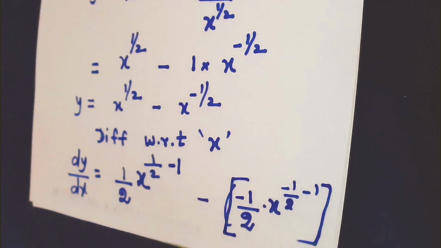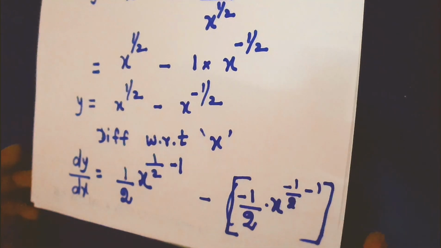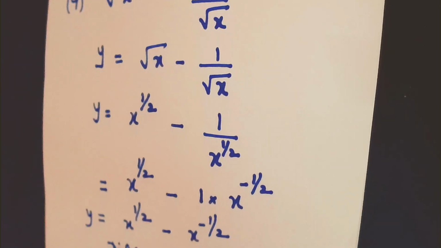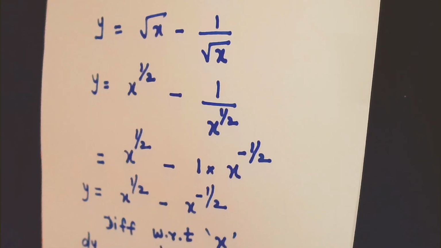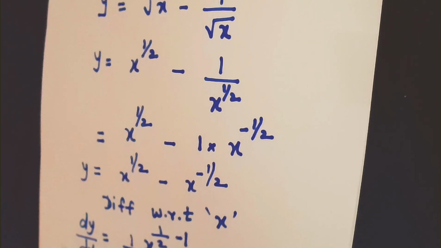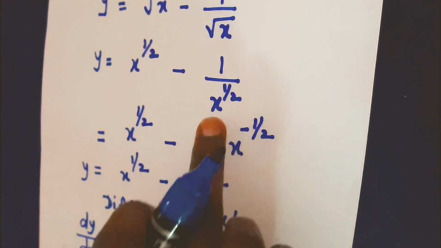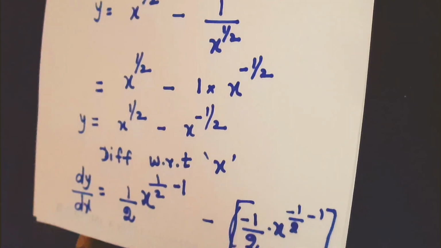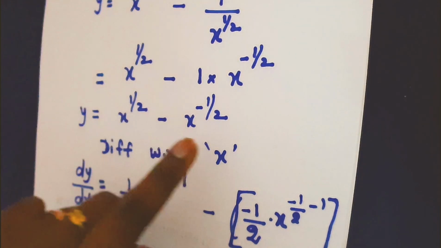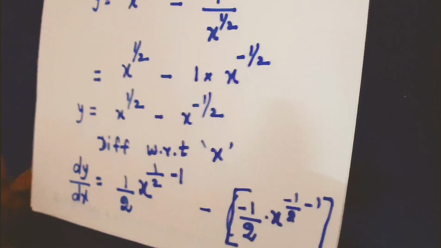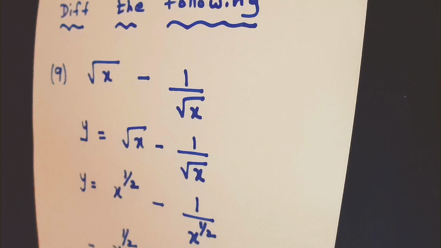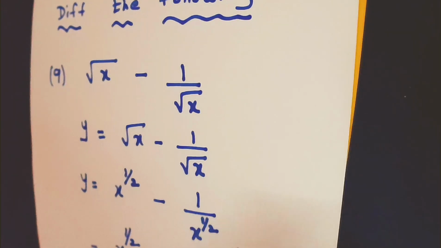What is n actually? Minus half, and the power is minus half minus 1. You can have a look. What I have done so far: I assigned the variable y, the square root of x can be written as x to the power half minus 1 divided by x to the power half, and then I brought this positive power of half to the numerator, and it becomes x to the power minus half. Then we differentiate using the power rule. Understood, students? Still the problem is not over.